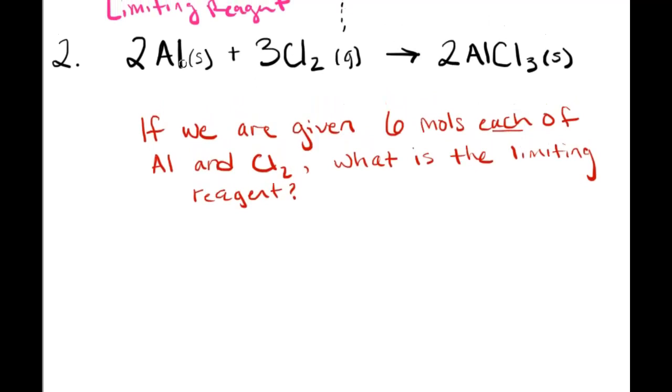So 2 aluminum, 3 chloride reacts to form 2 AlCl3. Okay? If we assign 6 moles of each, right? 6 moles of each of this aluminum and this chloride, what is the limiting reagent, right? That's what we want to know.